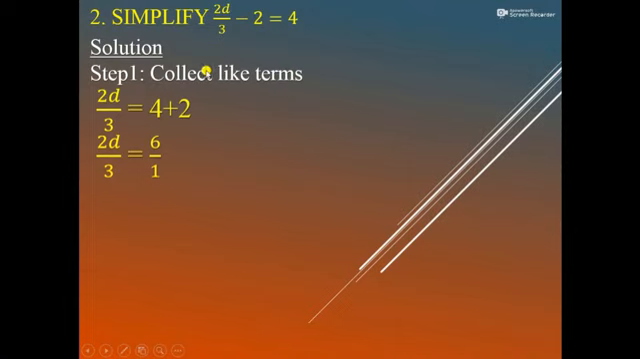Recall in our last lesson I explained to you what collecting like terms is all about. In this equation, while collecting like terms here, the minus 2 will be leaving the left hand side to the right hand side to join its partner, which is 4. And the 2 here is minus. In our last lesson, recall I said that whenever a negative sign is crossing the sign of equality, it changes to plus. So therefore, you now have 2d over 3 is equal to 4 plus 2.